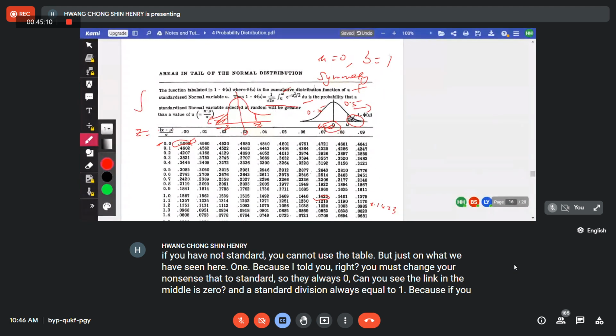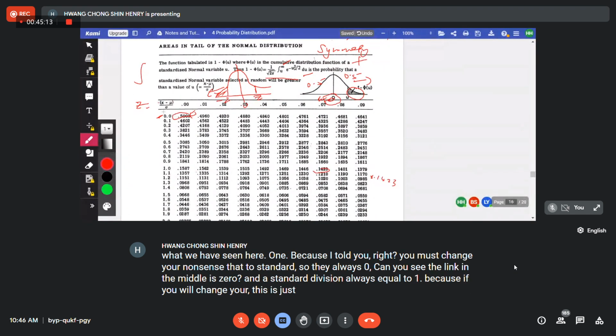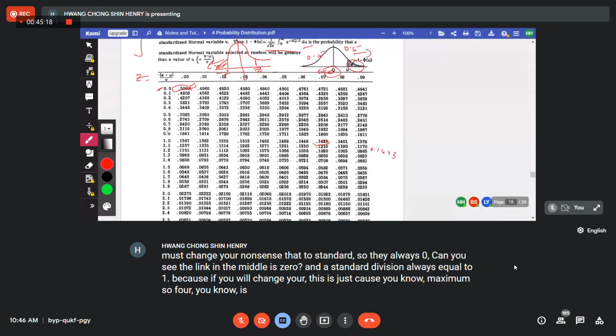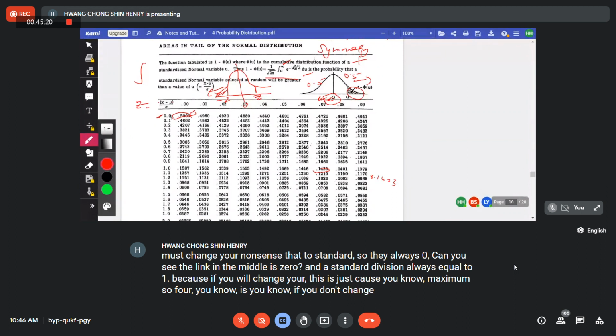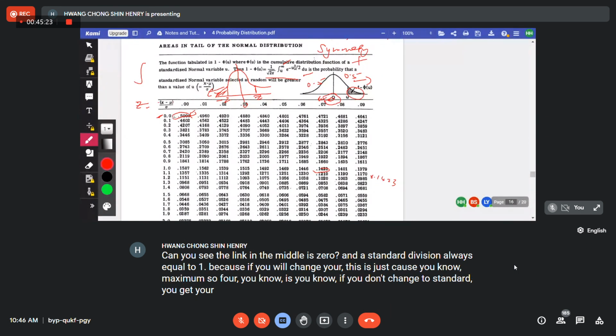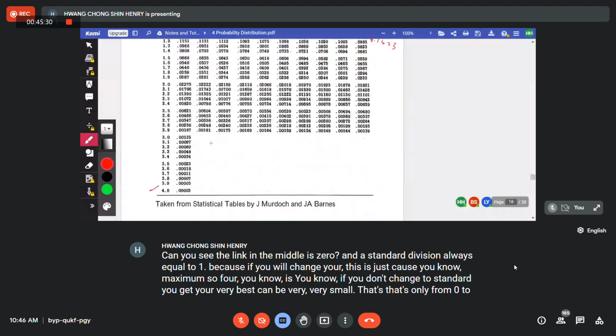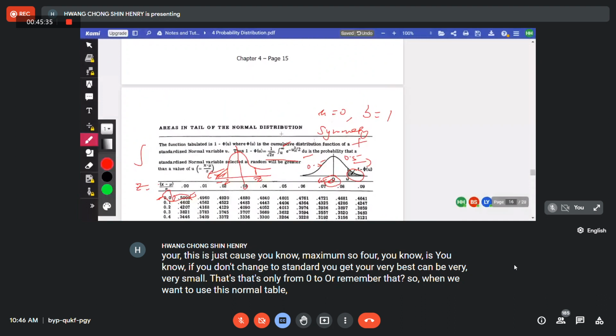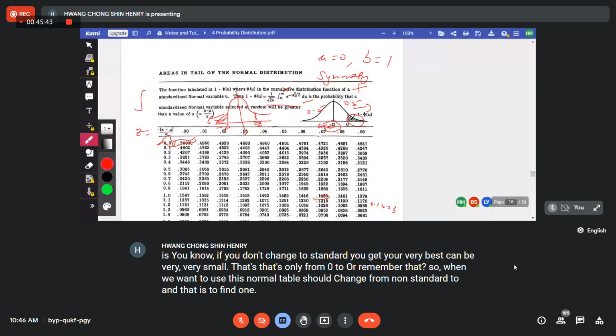Because if you don't change, on this z-score table your maximum is 4, minimum is 0. If you don't change to standard, your value of x can be very big or very, very small, whereas the z-score only goes from 0 to 4, remember that. So when we want to use this normal table, what should we do? Change from non-standard to standard. That is to find what? Z-score. We call this thing Z-score.